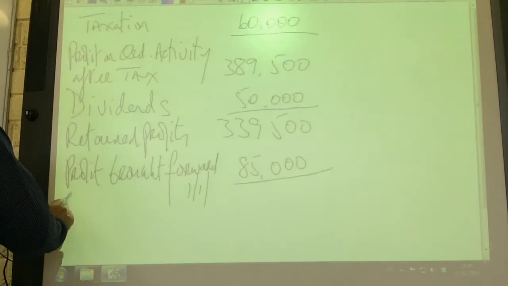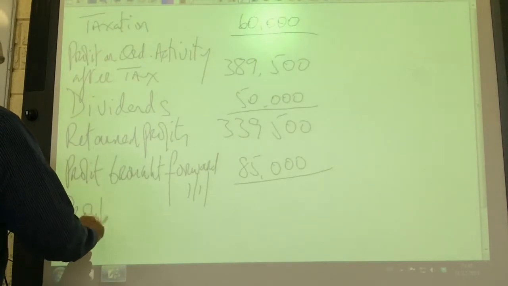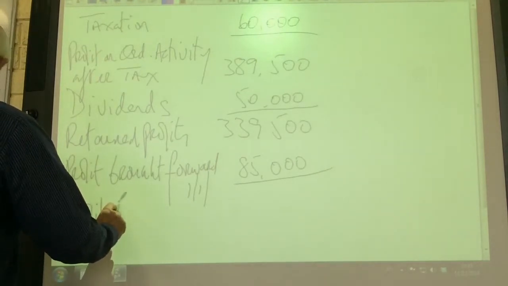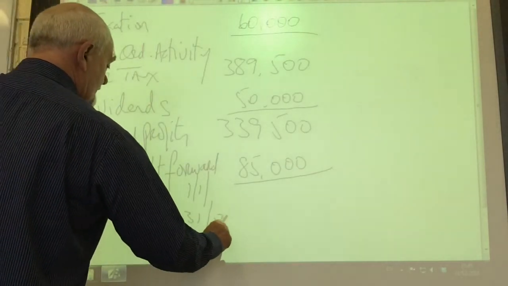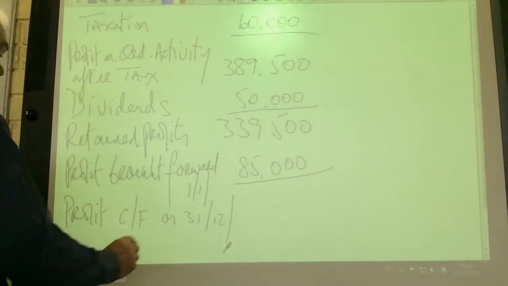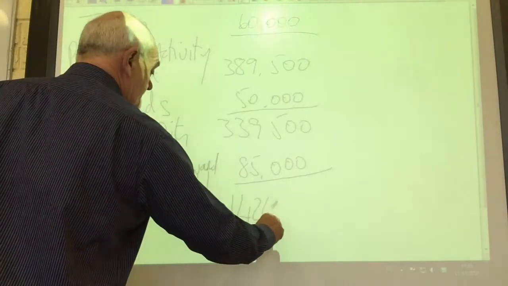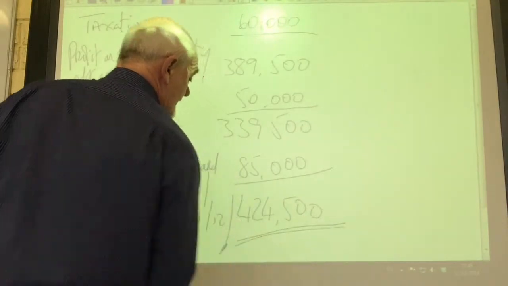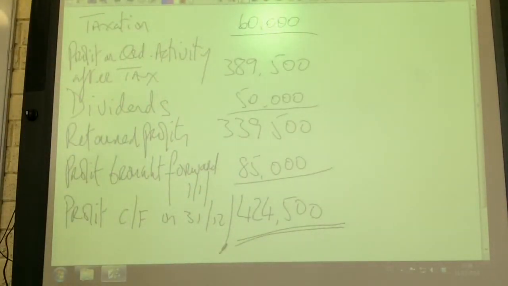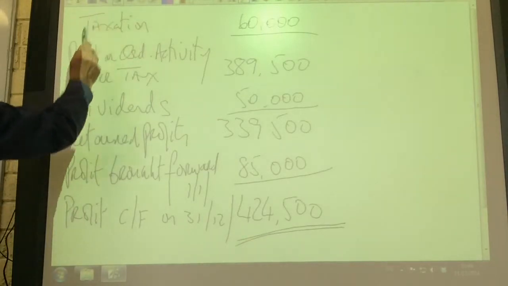And that lets us then, with our profit, to be carried forward on the 31st of the 12th, that's the end of the year, 424,500. And that's the figure that will bring down into the balance sheet. So let's just have a recap on that there.